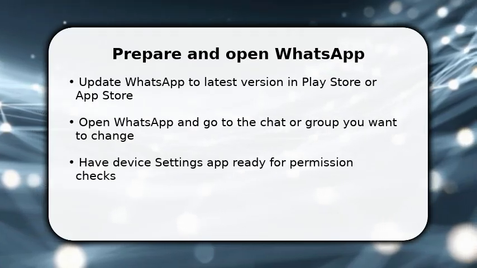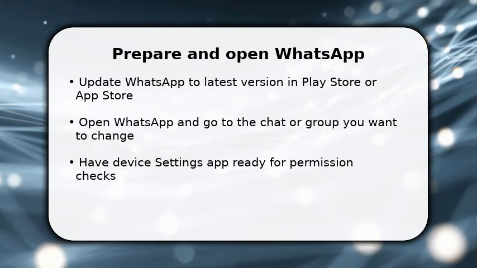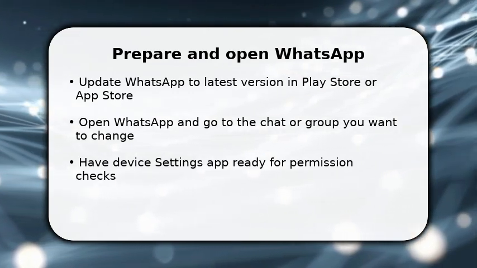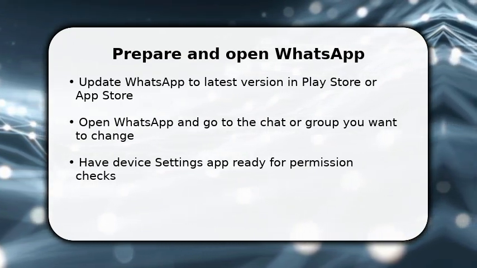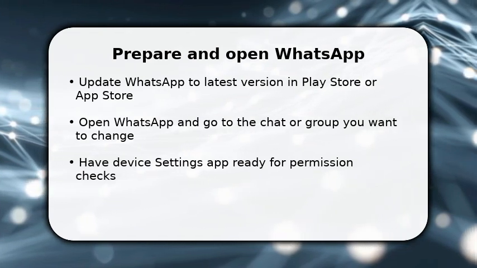You start by making sure WhatsApp is updated and then open it. You want the current UI. Once inside, tap the chat whose media behavior you'll change. Now press the 3 dots or settings gear and head to chats immediately.